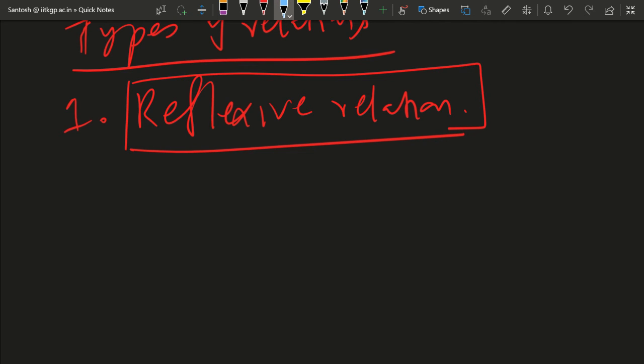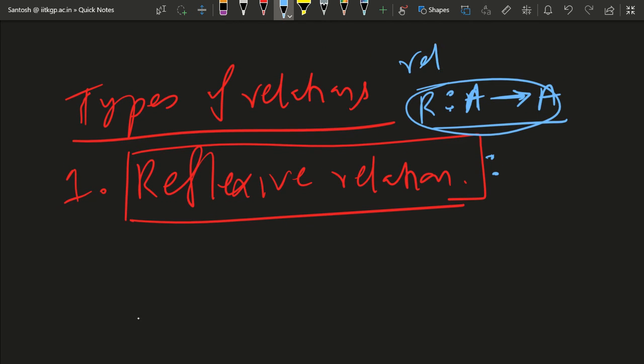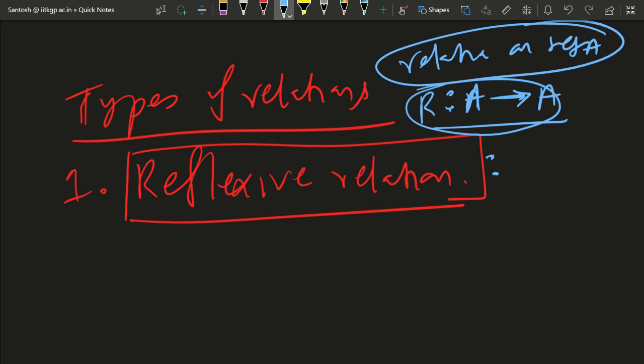So what is a reflexive relation? We are defining a relation actually from A to A only, a relation on a set A. We may write we are defining a relation on a single set A.